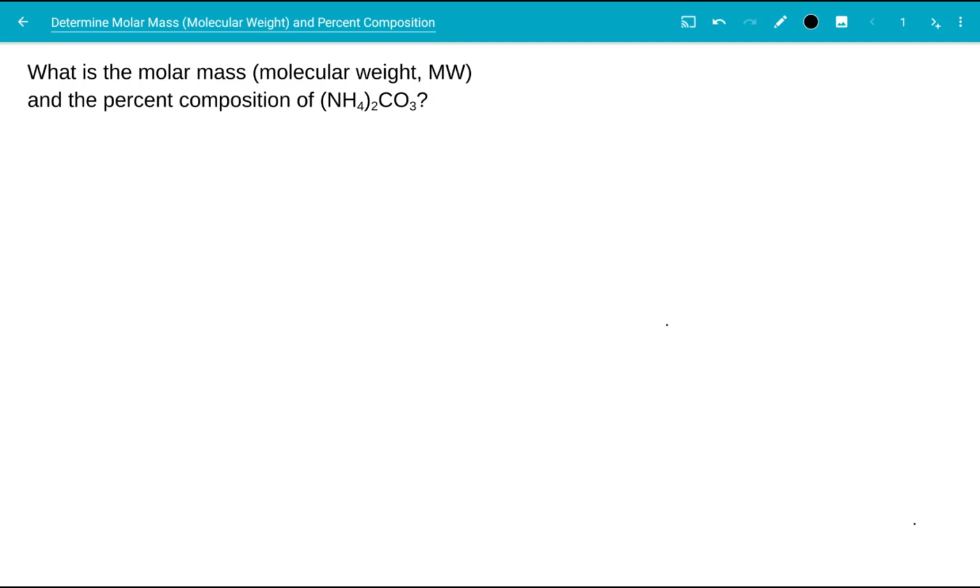You see the parentheses? Well, that parentheses is no different than in math. What we're going to do is that 2 is going to distribute. It's going to be 2 times 4, which is going to be 8 hydrogens, and 2 times 1, so 2 nitrogens. This 2 does not affect the carbon, nor the 3 that's on the hydrogen. So there's only 1 carbon, and there are 3 oxygens, okay? That 2 does not affect the 3, nor does the 3 affect the carbon.